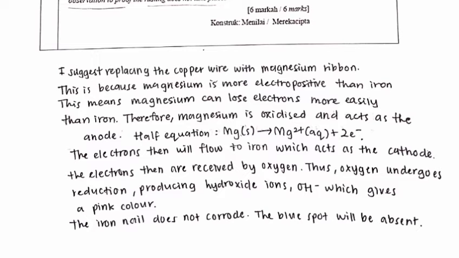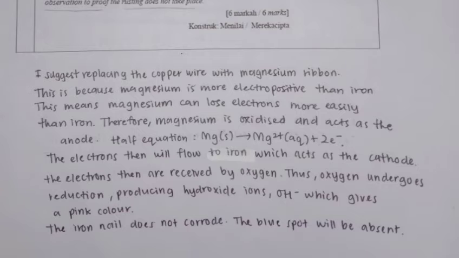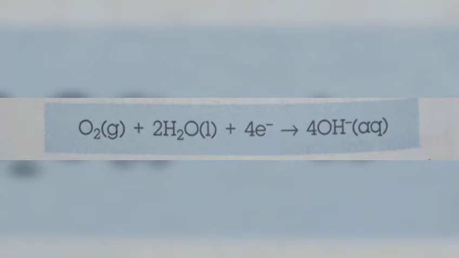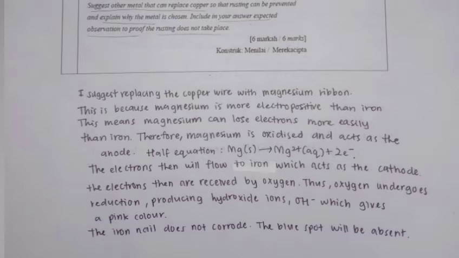This is the half equation for magnesium. The electrons then will flow to iron, which acts as the cathode. The electrons are then received by oxygen. Thus, oxygen undergoes reduction, producing hydroxide ions, which give a pink color with the phenolphthalein indicator. This is the half equation for oxygen. The iron end does not corrode. The blue spot will be absent.